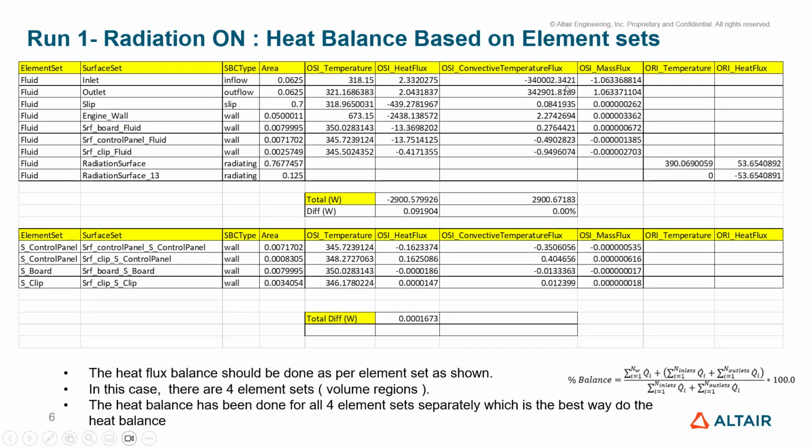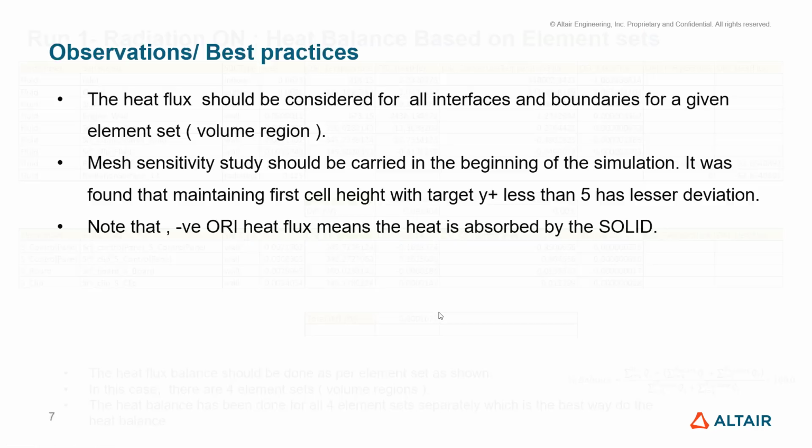And if you do the same thing based on the element sets on the solid side only, you could see that the difference between the heat flux and convective temperature flux is almost 0.09 watts. It's again close to 0. And with respect to only the fluid side, it is again almost 0 watts. Some of the best practices are that we should not miss any of the interfaces or boundaries in the energy balance calculation. If you miss any, differences will show up.